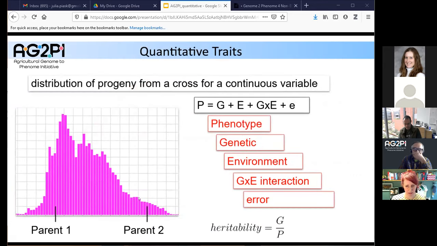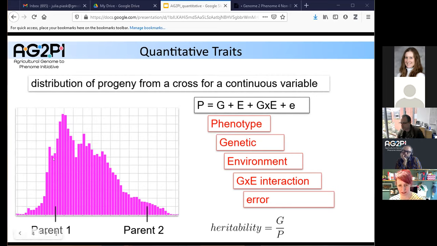So, we can describe this variation, break it down into different components. The old nature versus nurture is a really oversimplification of what's going on. There's often many sources of variation contributing to observed phenotypic variation. So this is a really common formulation in ag. You've got phenotypic variance, which is the cumulative result of genetic variance, environmental variance, a genotype by environment variance interaction term, and then error, which is, well, everything that we just quite didn't know what to do with.